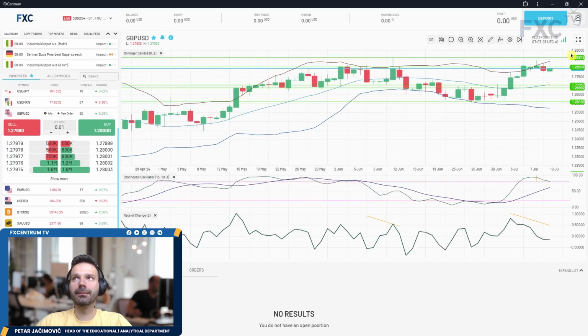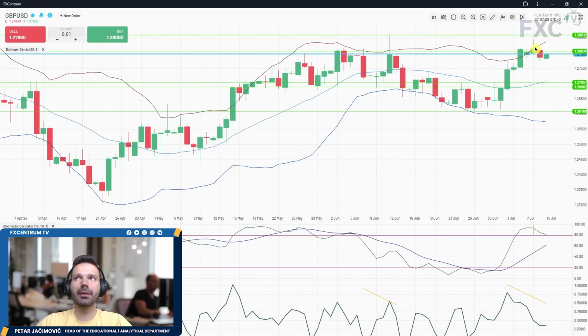On the pound dollar, we had a down day. We spoke about potential down day development yesterday, and now we have more like a 3-day balance. Now fast and slow line, you can see slow line is sloping to the upside. Fast line is trying to get closer and correct.